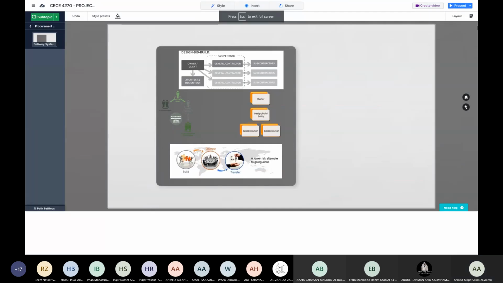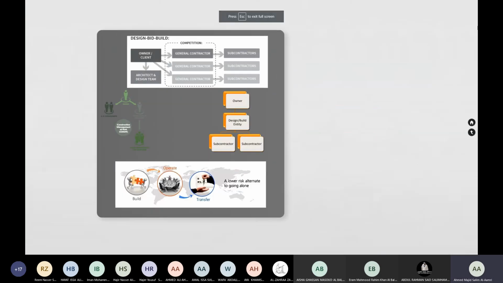And then the last method that we have discussed was design build, in which we said there will be one company which is doing the construction and the design. This method is very good for projects which are having a lot of changes. It's very good when you have a very complicated project you need to finish very fast.